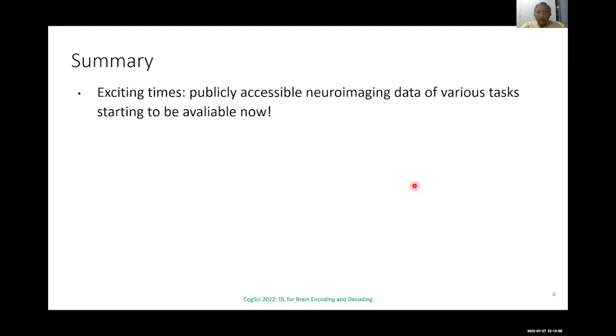What we have seen, one of the things that I want to point out to the larger community, the cognitive science and cognitive modeling community, is that these are exciting times in terms of the access to public neuroimaging data sets of various tasks that are starting to be available now. It turns out there are opportunities that the availability of these data sets affords us.